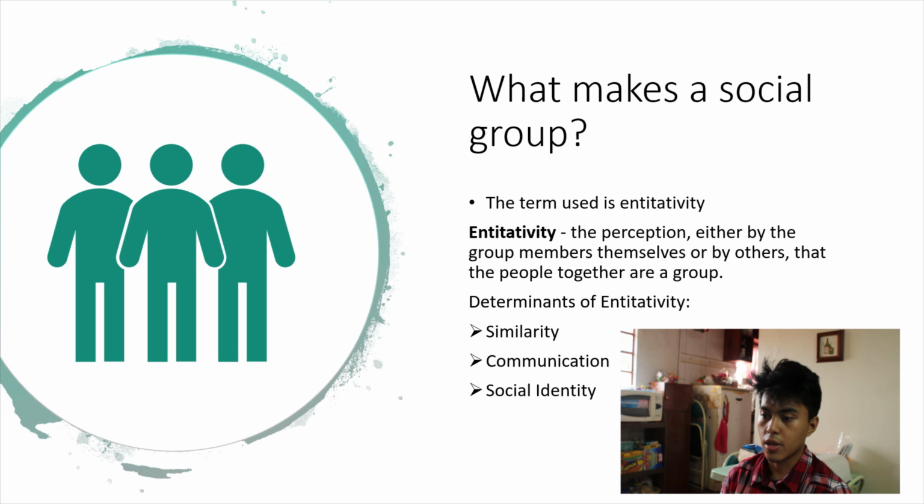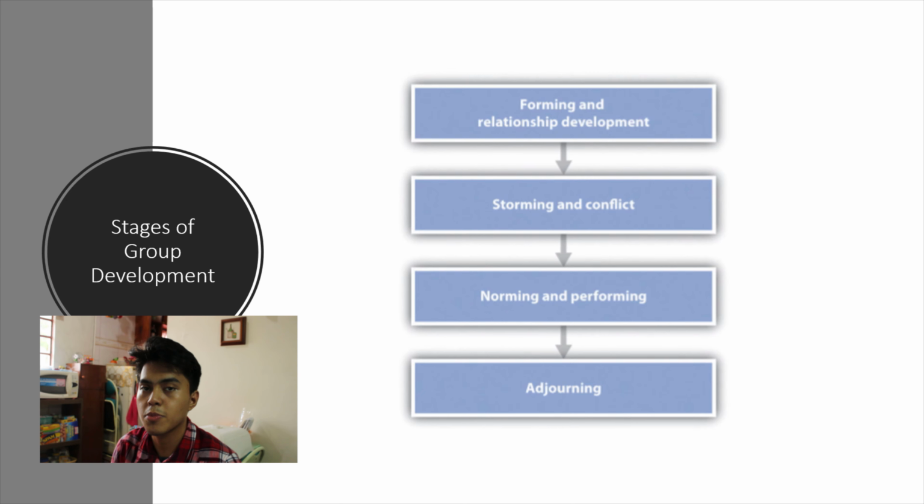Next is social identity. Social identity is the part of the social concept in which they define themselves as part of the group. Okay, they feel that they belong in the group. They feel good about being part of the group because the members let them feel good. So I'm going to discuss the four stages of development. There are four: forming and relationship development, storming and conflict, norming and performing, and adjourning. Forming and relationship development is also known as group formation, in which the group comes together and begins the existence of the social group.